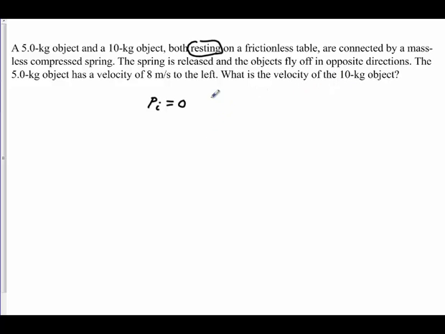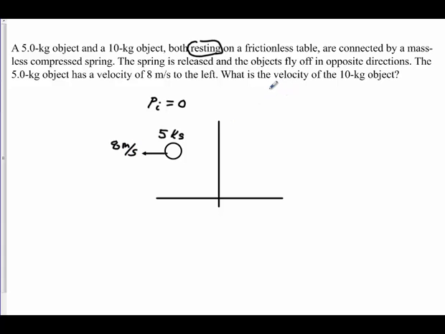The easiest thing to do on these would be to set yourself up some type of coordinate system. We'll say that anything that goes to the left will be negative, anything that goes to the right will be positive. We can draw a vector going this way, and draw some type of mass here. We'll have that be our 5 kilogram object, which has a velocity of 8 meters a second to the left.